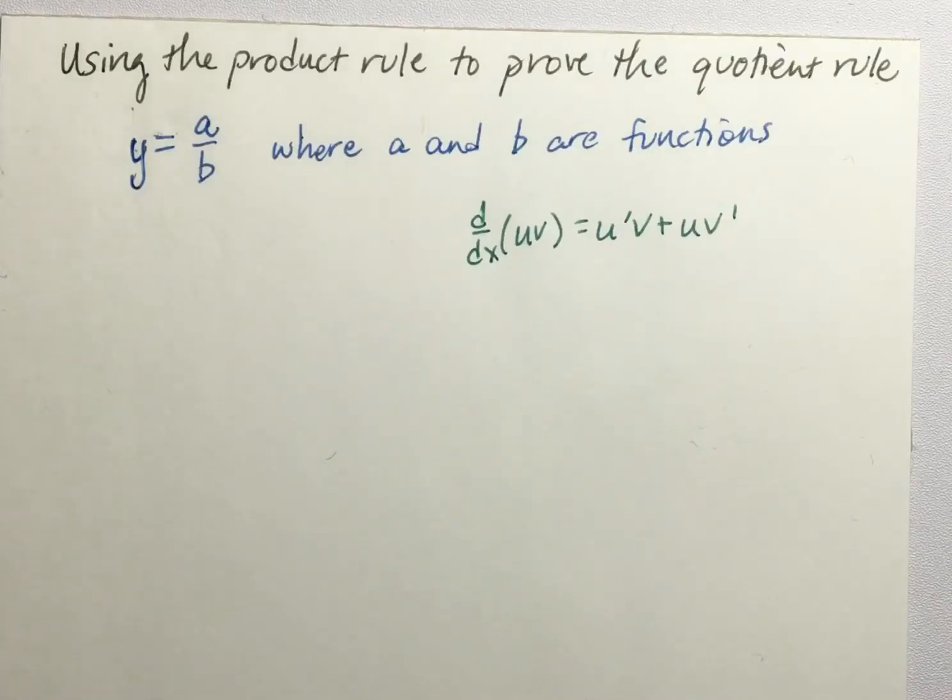Hey everyone, this falls into the category of in case you're interested. So I'm going to use the product rule to prove the quotient rule. I know there are some subtle mathematical issues with this, but it does prove a point.